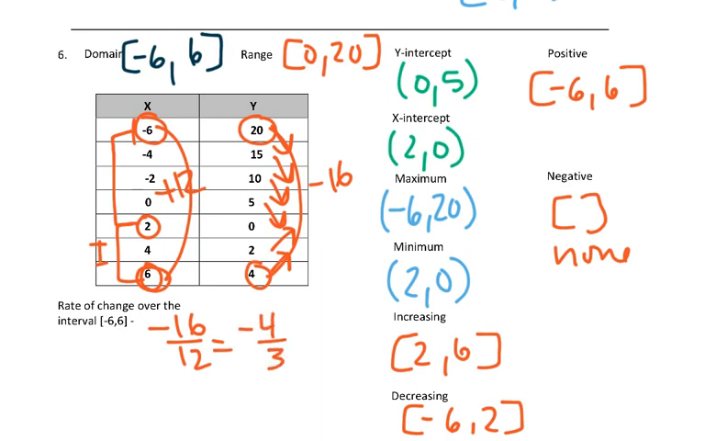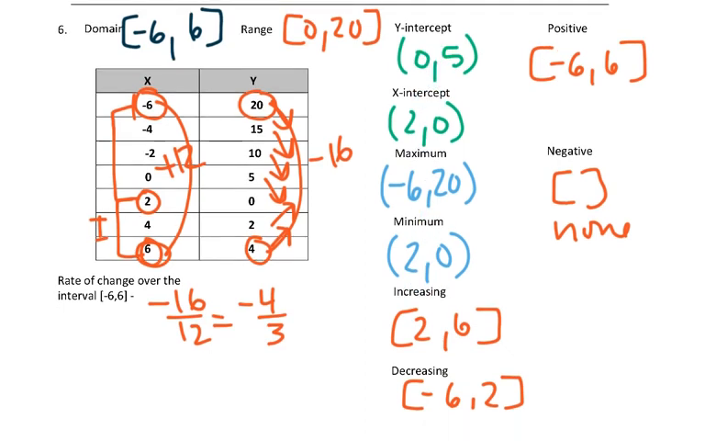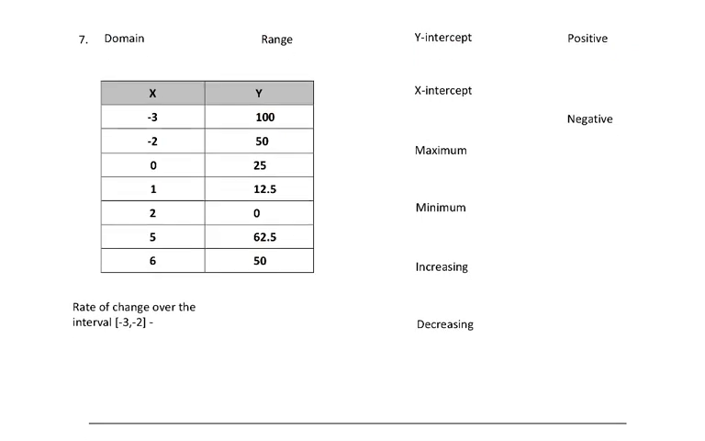Now, a thing to remember is domain, range, positive, negative, increasing, decreasing. Those are all interval notation. That's why we use the brackets. For y, x, max, and mins, those are points. That's why we use the parentheses. All right, 2 more tables to go.